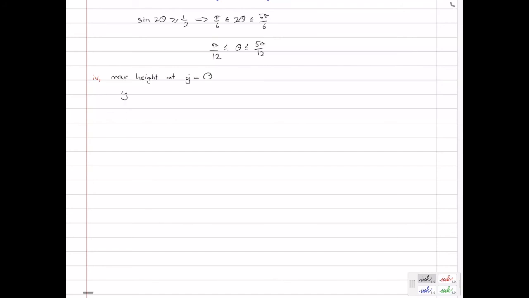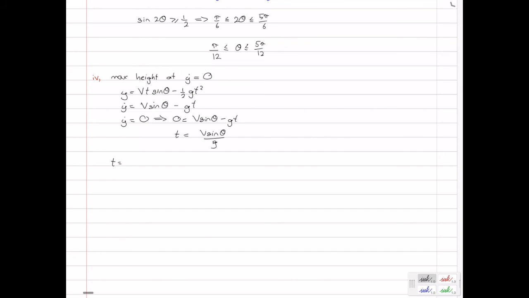Now, what is our expression for y dash? Well, first let's write what y is: v t sine theta minus a half g t squared. Differentiating it gives us y dot is v sine theta, of course we're differentiating with respect to t, minus g t. And we want y dot equal to 0. So that gives us 0 equals v sine theta minus g t, and so t is going to be equal to v times sine theta on g. Now this is the time at which the particle reaches its maximum height.